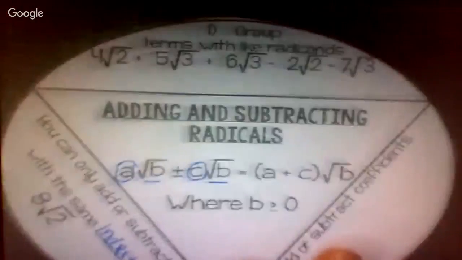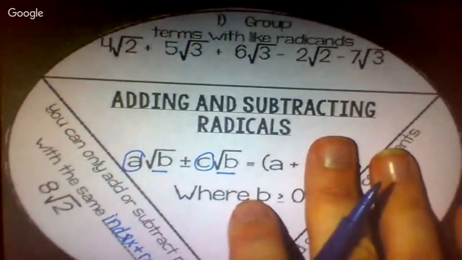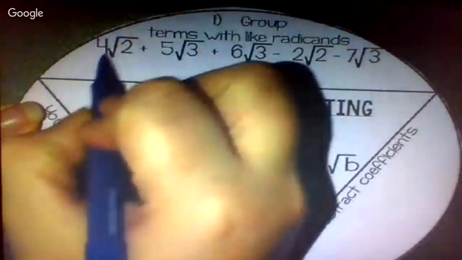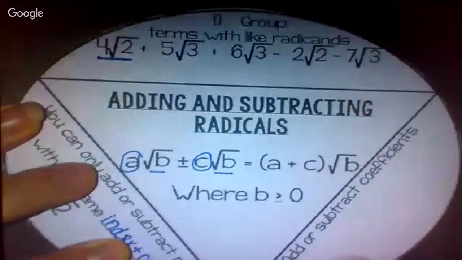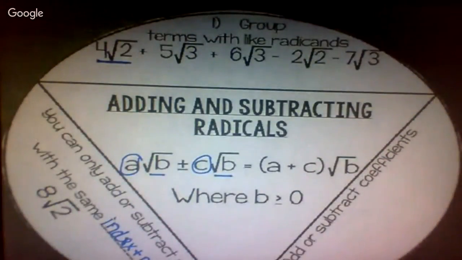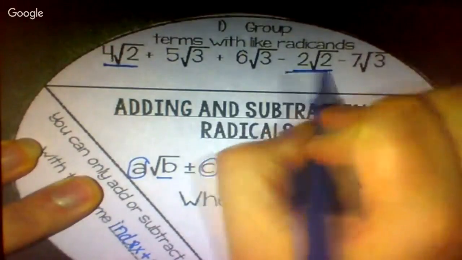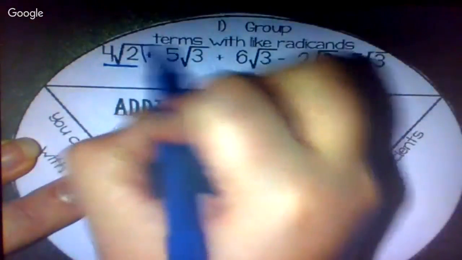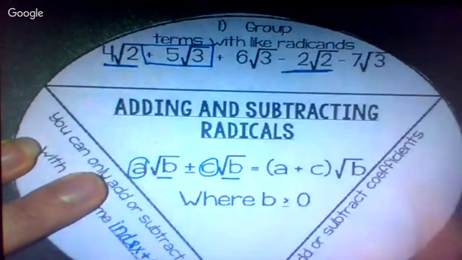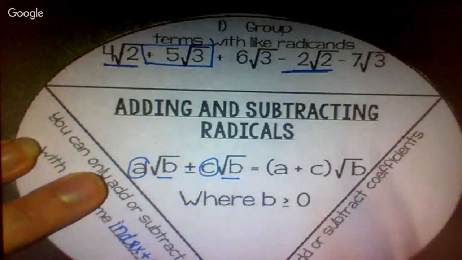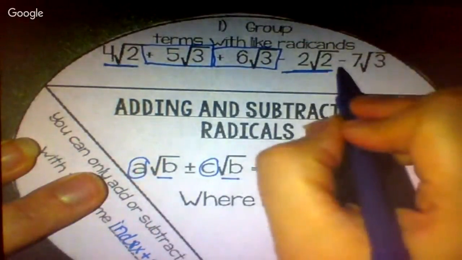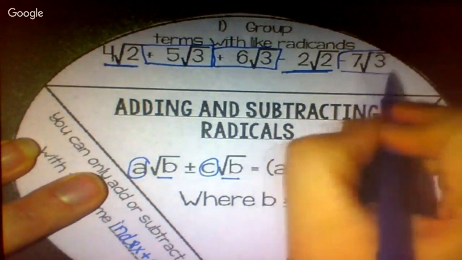So we're going to start here. Group the terms with the like radicals. So what can group together with 4 square roots of 2? -2 square roots of 2. Those two go together. What goes with +5 square roots of 3? +6 square roots of 3 and -7 square roots of 3.